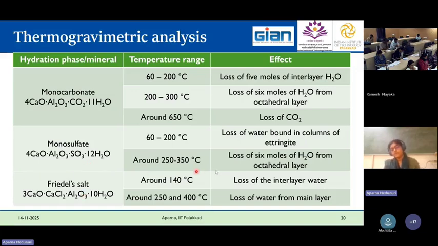You can also have Friedel's salt. Friedel's salt is formed when there is an ingress of chlorides coming into your system. These chlorides would react with C3A, and some of the chlorides would be bound within the system in the form of a salt, and that salt is Friedel's salt. So the formula is calcium oxide, calcium chloride, and Al2O3, and you have 10 moles of water over here. At lower temperature regions, you'll have loss of interlayer water, and from 250 to 400 degrees centigrade, you'll have loss of water from the main layer.